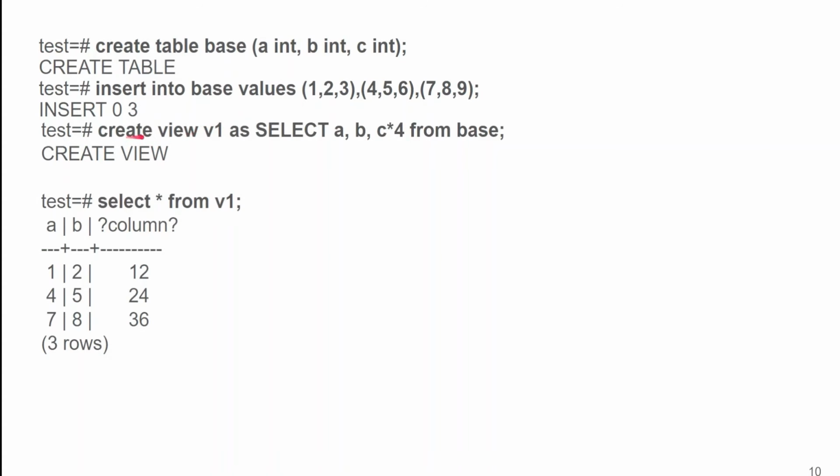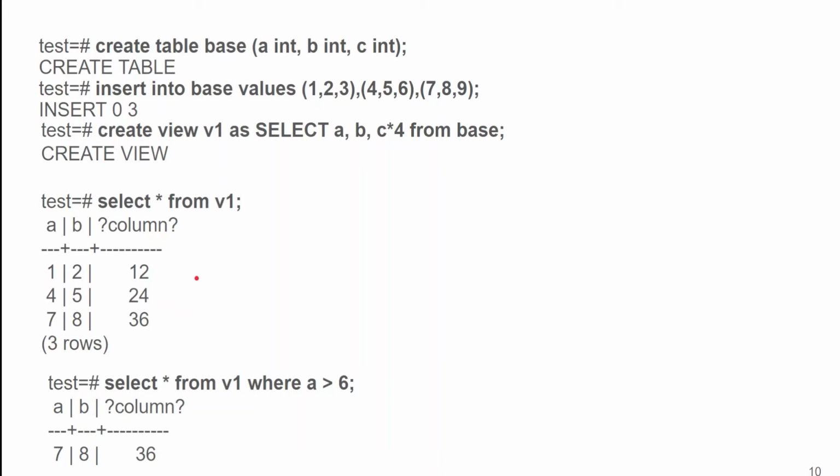Creating a view is very simple. Create view, a name for a view, and then AS, and this is a query that you plug in. In this case, we're getting column A, column B, and the value of column C multiplied times 4 from our table base. And we do a select all from V1, our view. We get the values for A and B and the values for column C multiplied by 4.